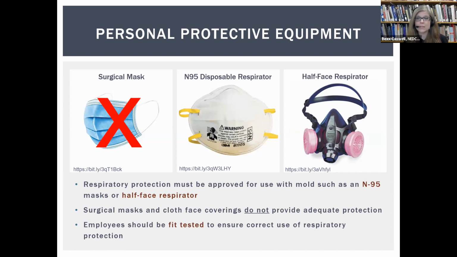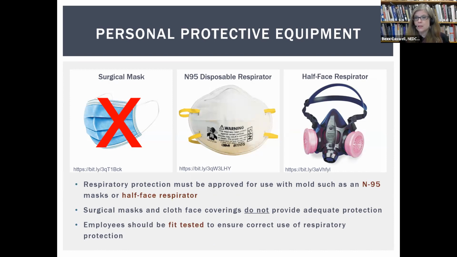You do really need something that has a tight seal on your face, like an N95 mask. There are a couple other models, but 95 or 100 should be after whatever letter is there, because that's going to filter out 95% of particulates, and that's what you're looking for.